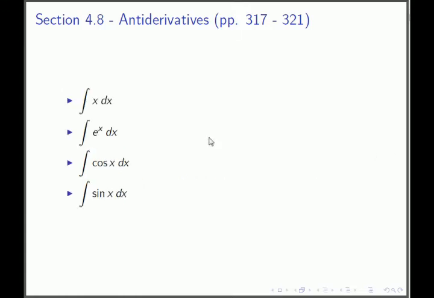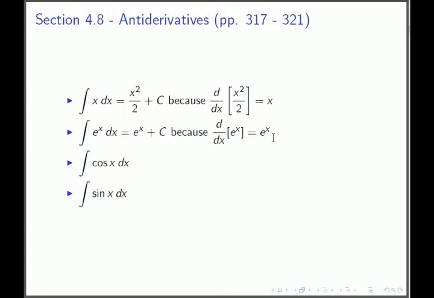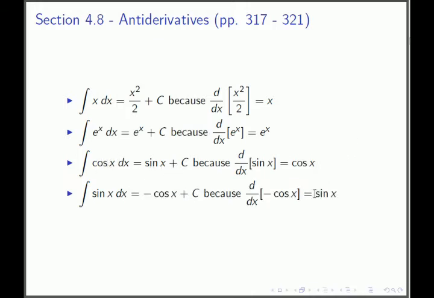For example, the derivative of x squared over 2 is equal to x, and therefore the antiderivative of x is x squared over 2 plus c. The derivative of e to the x is e to the x, and so the antiderivative of e to the x is e to the x plus c. Again, the derivative of sine x is cosine x, and so the antiderivative of cosine x is sine x plus c. And the derivative of negative cosine is sine x, so the general antiderivative of sine x is negative cosine x plus c.